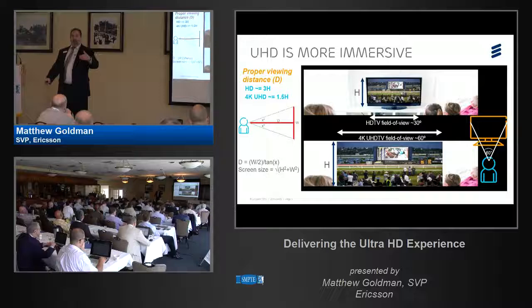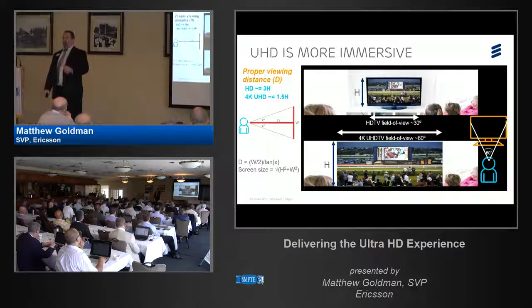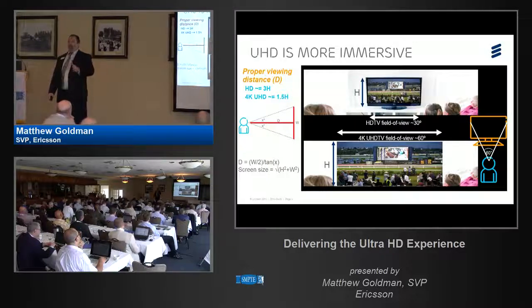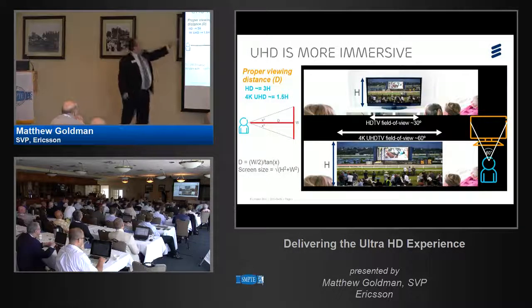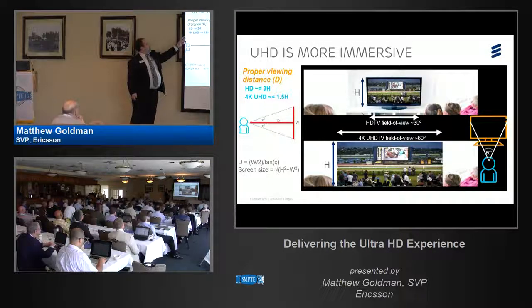Why? Because then you can leave your furniture where it is, and that's where the TV is. It's very important to point that out. I have a chart on this actually, so let's use this as an example. Remember, 1.5 picture heights for UHD, 4K UHD, and 3 for HD.